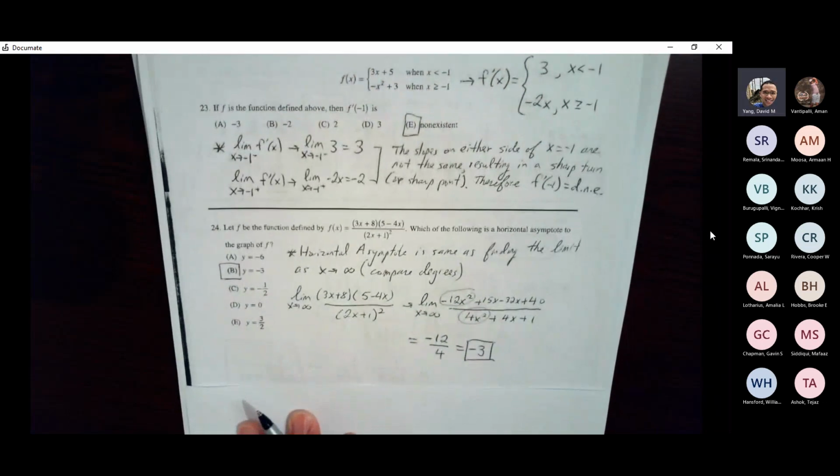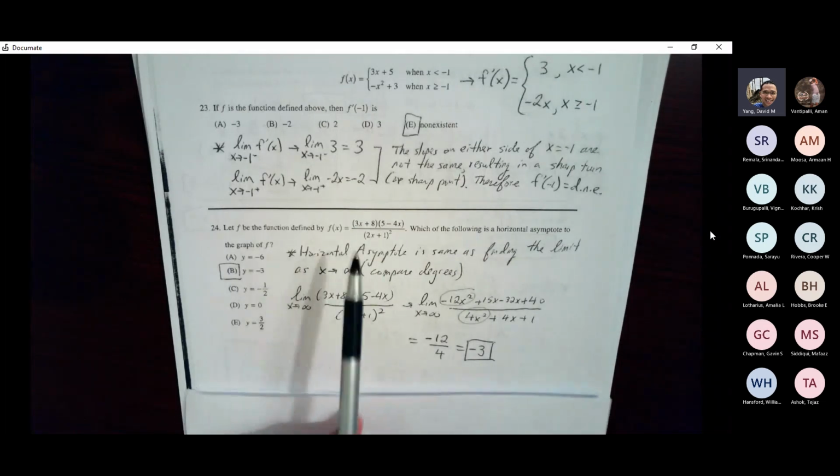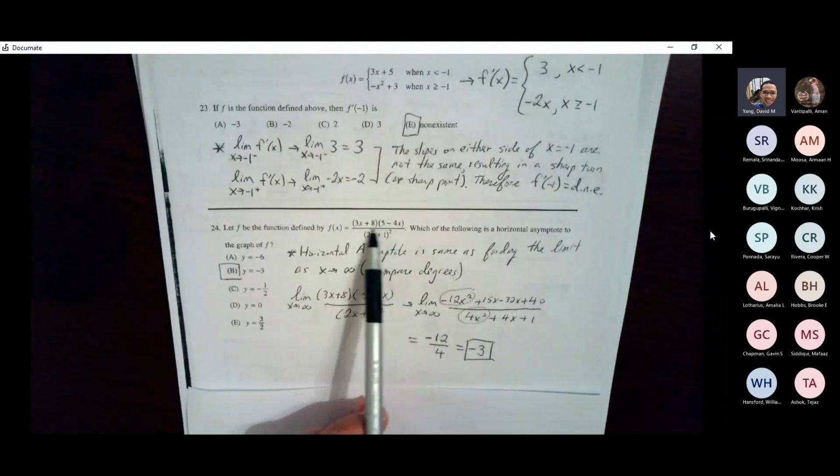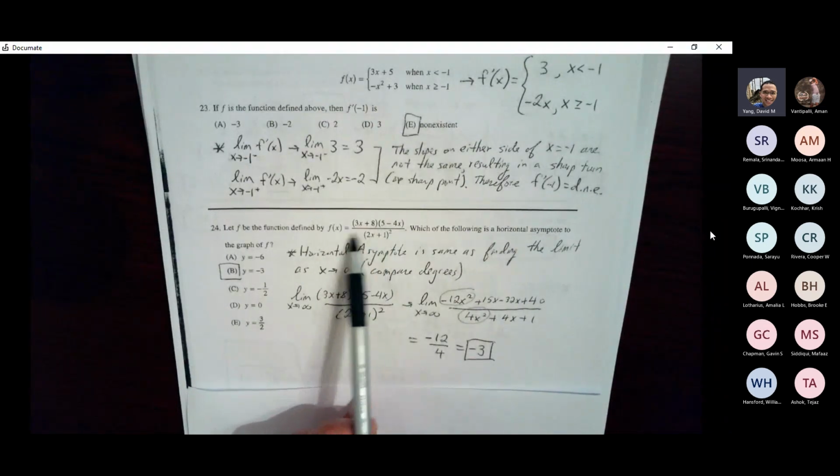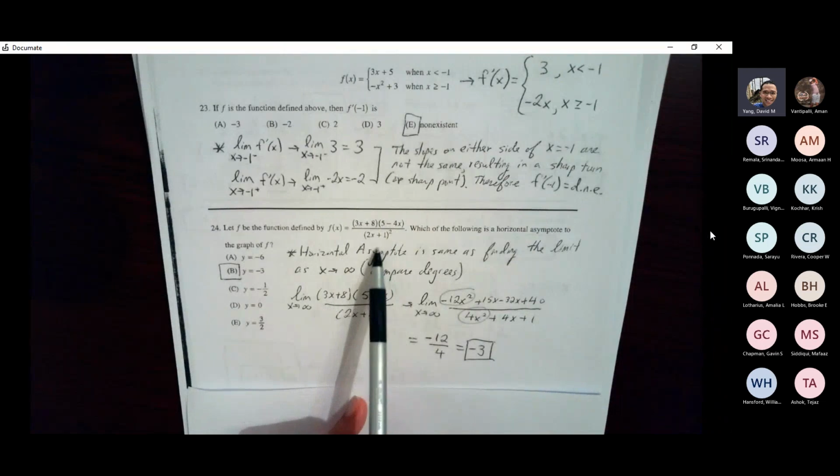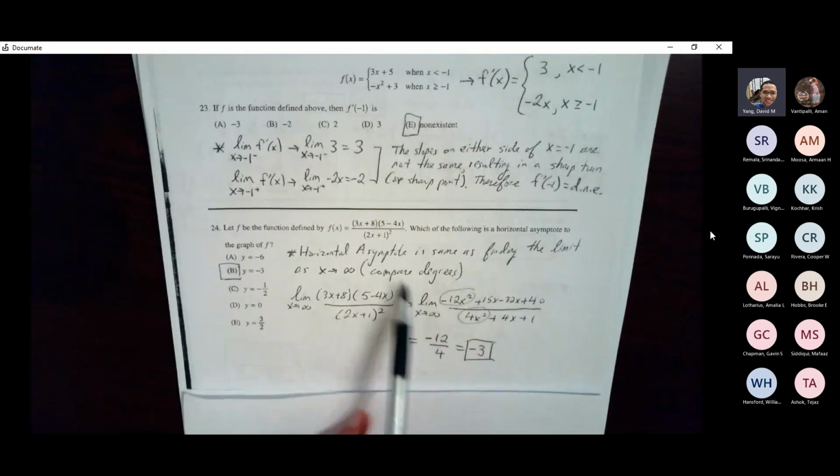All right, 24. Let f be the function defined by what's given. Which of the following is a horizontal asymptote? So for a horizontal asymptote, we compare the degrees of the numerator and denominator. It's a little bit easier to compare degrees if we don't have those parentheses in the way. So I'm going to FOIL everything out and see if I can get a more clear picture of what's going on.